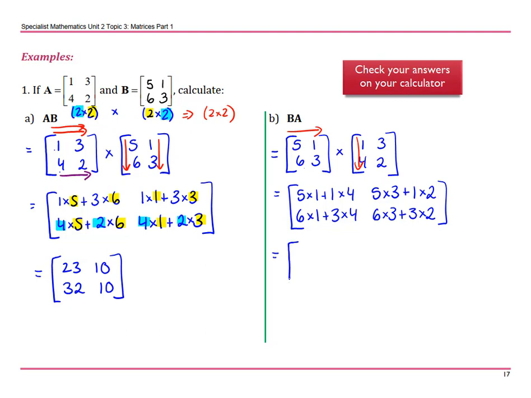Evaluate those. 5 plus 4 is 9. 15 plus 2 is 17. 6 plus 12 is 18. 18 plus 6 is 24. And you'll note these two here are not the same. AB does not equal BA. Check the answers on the calculator. Make sure you know how to do matrices on your calculator.